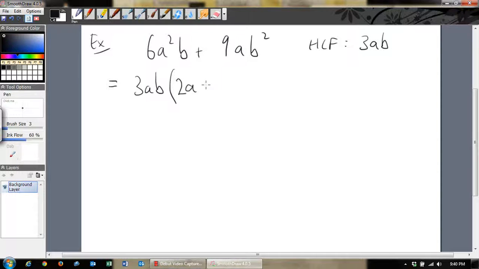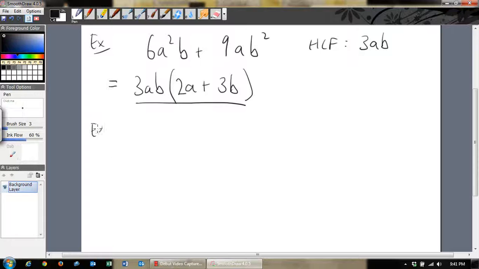Okay, let's have a look at the second term here. What do we need to multiply this 3ab by to get 9ab squared up here? 3 times 3 will give us the 9 there, and then we want a, b, so a times what is equal to a? We don't need to write anything, but here we've got a b and here we've got a b squared, so we need to multiply that by b, and that is your factorization for that particular one.